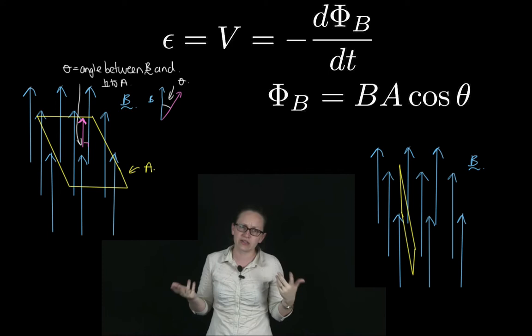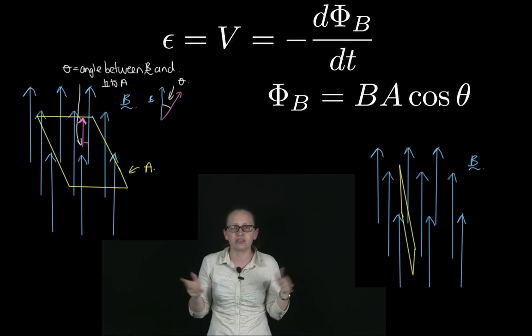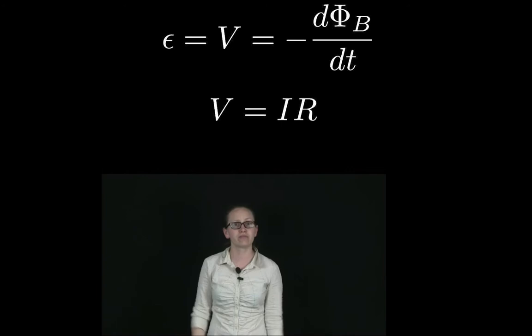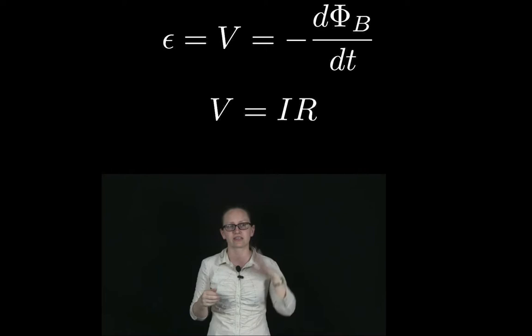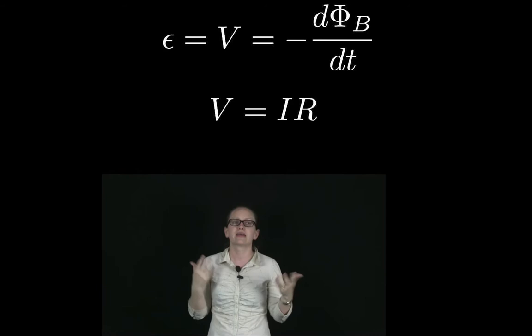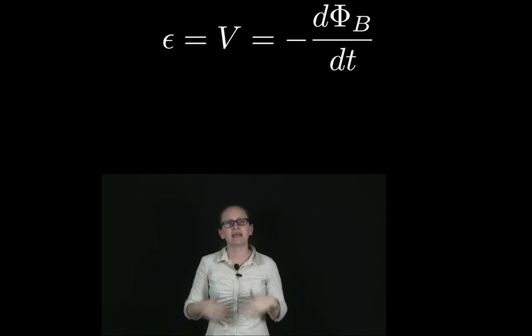And so Faraday's law tells us that if we have a changing magnetic field, then we get some voltage induced in our loop. And we've met Ohm's law before, which relates voltage and current. Ohm's law tells us that V is equal to IR, and so if we get a voltage induced in a loop, then we also get a current induced in our loop. So basically, if we have a changing magnetic flux through a loop, then we are going to get a current induced, and we can send this current to people's homes, etc.